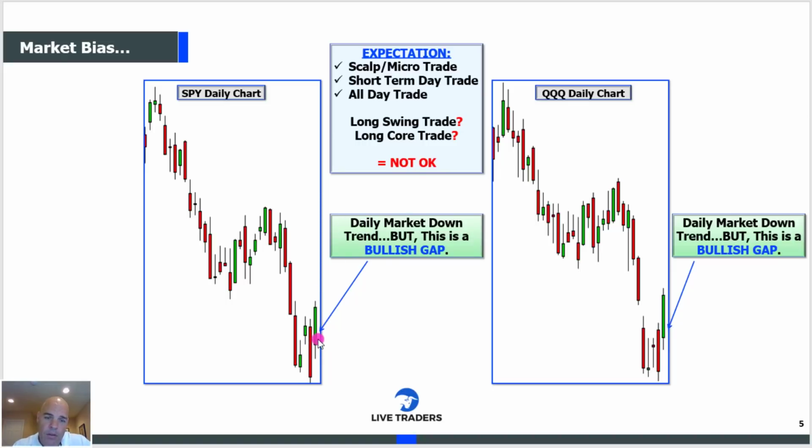So you're taking out half or 70% of this red bar. There's some shock value there. Does this mean that the market's going to be rip-roaring bullish for the next week or two? No. But we're talking about today.